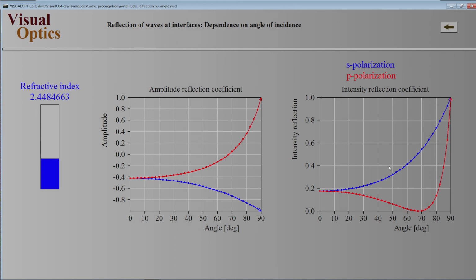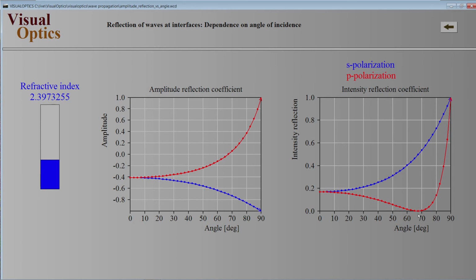Actually, in p-polarization, something really dramatic happens here. There is a certain angle where the intensity reflection is 0. There is no light reflected at all, although there is an interface between, let's say, air and a solid material with a high refractive index. In this case, it's 2.4, something like a diamond. And what you see here is the 0 in reflectance that can be used for some optical elements, which filters out a certain polarization.